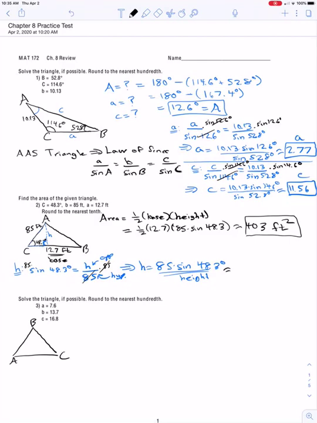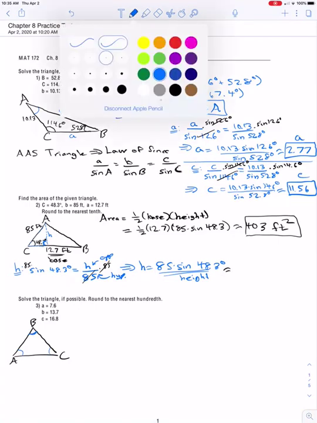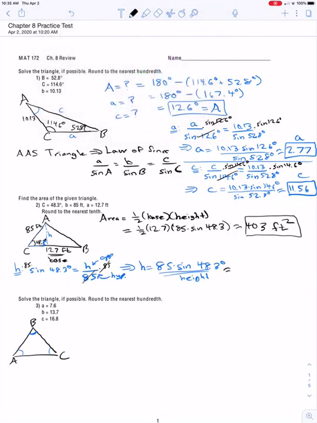Now, angles A, B, and C are unknowns. We don't know the angles. They didn't give us these measurements. We have to find those angle measurements. What we do know are the lengths of the sides. Side A is 7.6 units in length. Side B is 13.7 units in length. And side C is 16.8 units in length. So there are 3 sides of this oblique triangle.